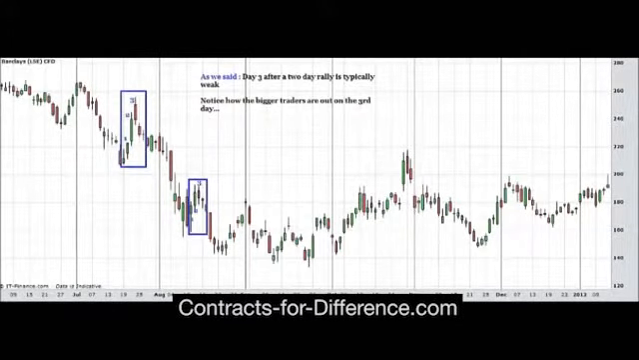We've got the chart here for Barclays, as we've got two examples on here. As we said, day three after a two-day rally is typically weak.